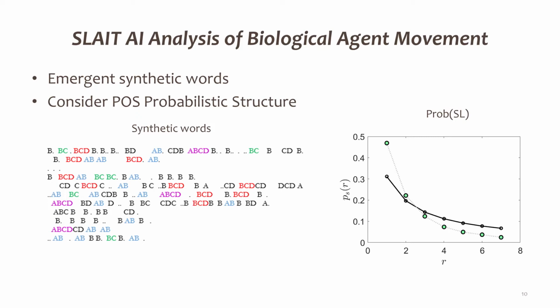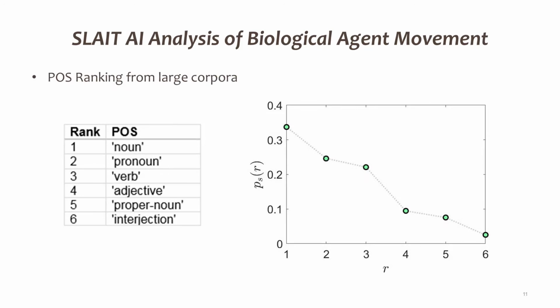What could that be? What we did was we took a large corpora of English novels. So we stepped away from this problem. We took a large database and then performed a statistical analysis on that with the idea of extracting the parts of speech. So we identified the parts of speech and then computed the probabilistic ranking of these.